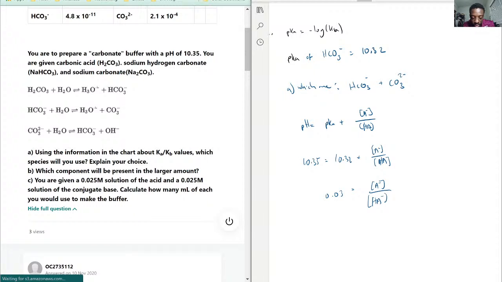That means, which one? pH equals pKa plus that. I hope I use the right numbers. Okay. A over HA equals 0.03.